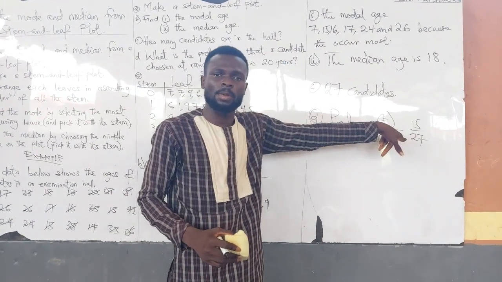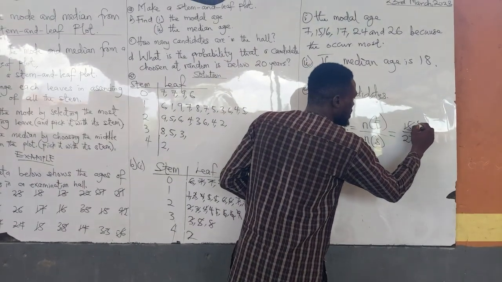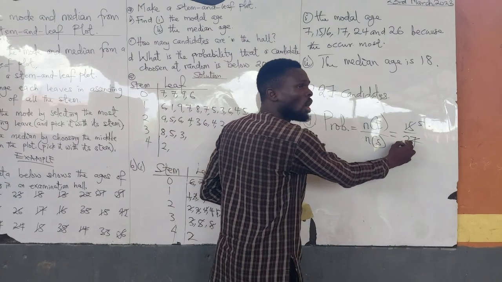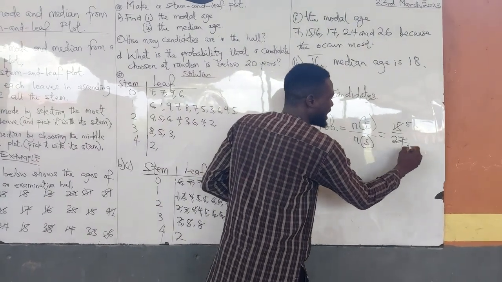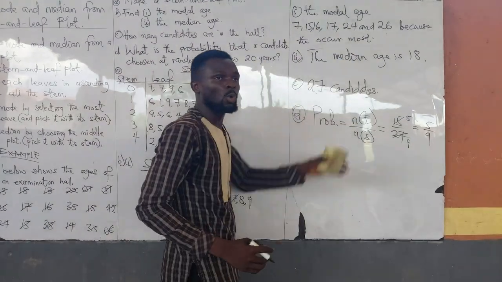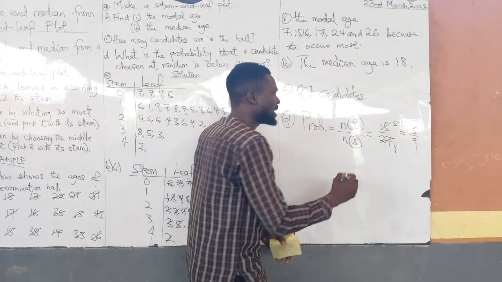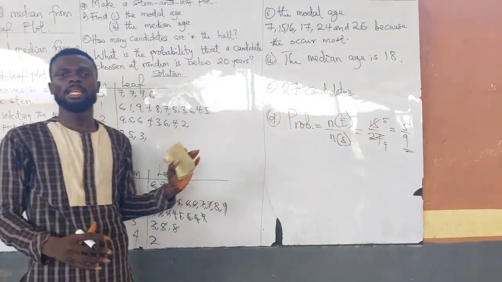Since we can simplify, using 3, we can say 3 will go into 15 5 times, and 3 will go into 27 9 times, which gives you 5 over 9. We can no longer simplify 5 over 9, so we leave it like that, which is your probability.